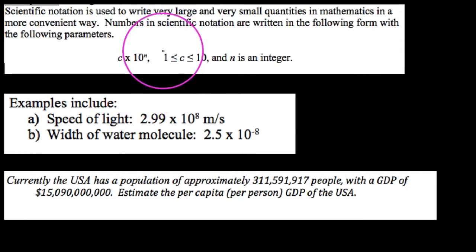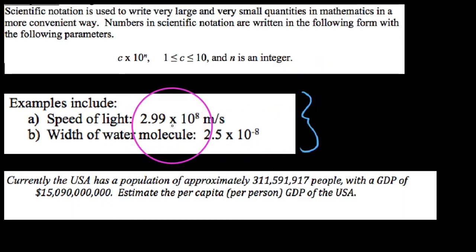And so we say these things must be true about our number. It's written as C times 10 to the n, where C is a number between 1 and 10. It should say less than 10 here, not less than or equal to 10. But we also say n, this power of 10 here, is an integer. So examples of scientific notation numbers include these ones here.